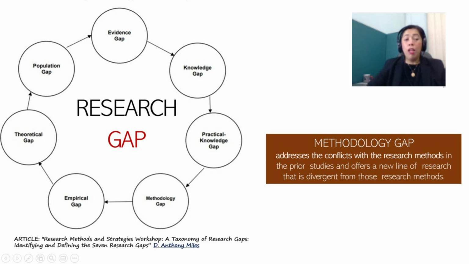Next is the methodological gap. This gap addresses the conflicts with the research methods in the prior studies and offers a new line of research that is divergent from those research methods. When you read a paper in the methodology section, you may assess how the research work was systematically conducted in terms of the tools used in developing and evaluating the solution. In this case, if you think that there are lapses in the execution of the solution, then all you have to do is revalidate by introducing a new method, which is better than the existing.